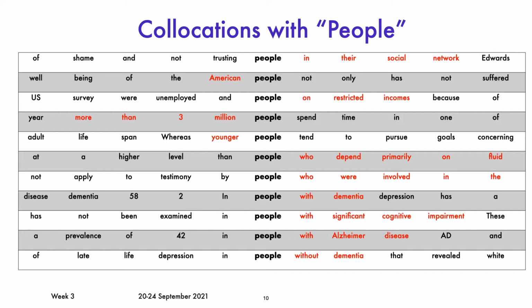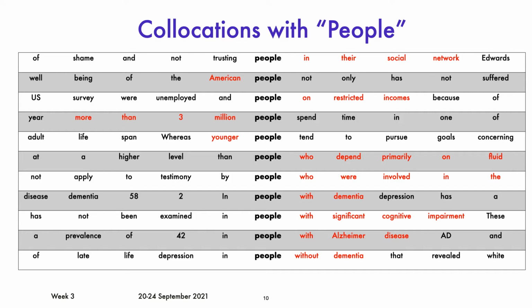So first one, we have a people in the social network. And two, we have American people. A few lines down, we have people who depend primarily on something, or people who were involved in something, or people with dementia, people with significant cognitive impairment. So maybe you don't have to understand what those sicknesses are about, Alzheimer disease or dementia. I'm sure during the course of your study you will come across these terms very soon.